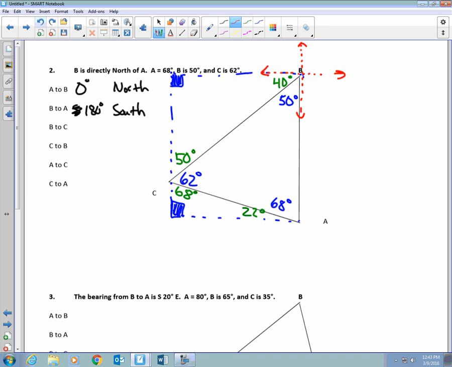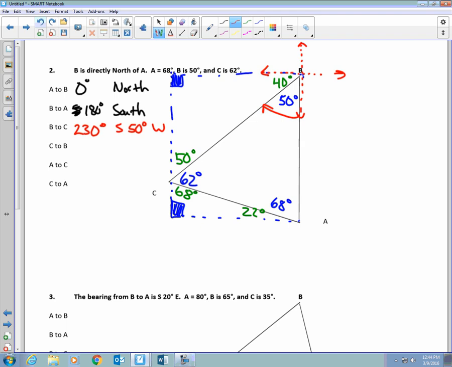Give me a direction. South, west. How many degrees to the west, south do you turn? 50. So what would my standard bearing be? 230. Zero is north, east is 90.